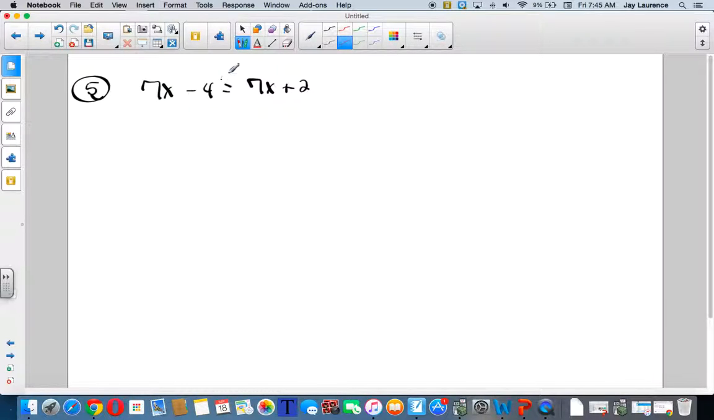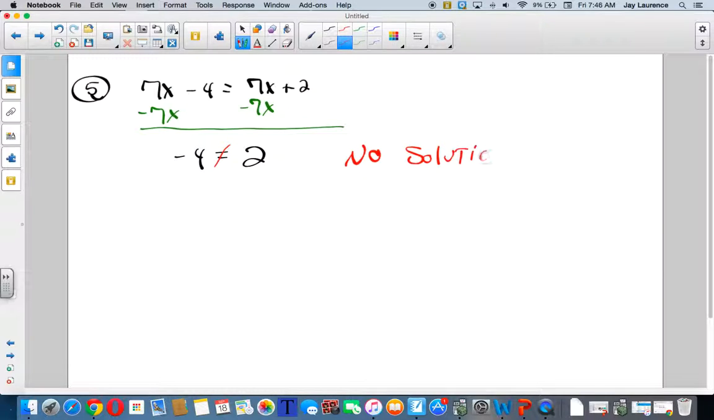All right, how about this one? Well, let's start by subtracting 7x from both sides. And then I'm going to get negative 4 equals 2. Does negative 4 ever equal 2? No, it doesn't. This is a situation where there is no solution. Because you got a situation that is never true.